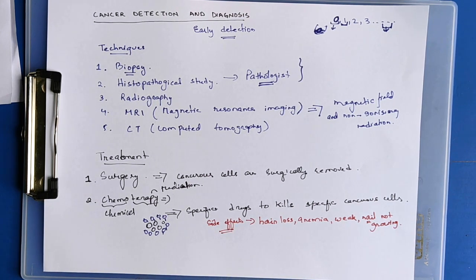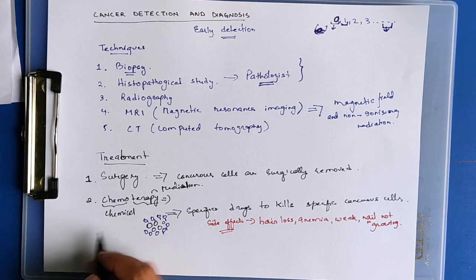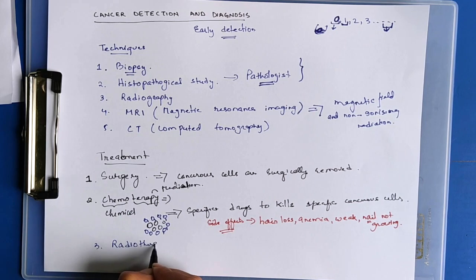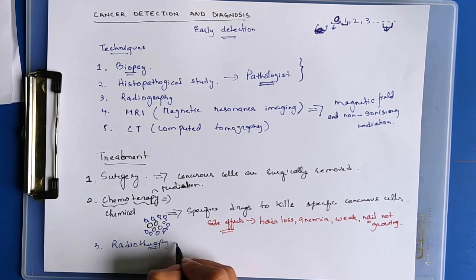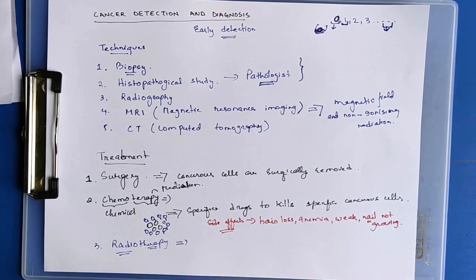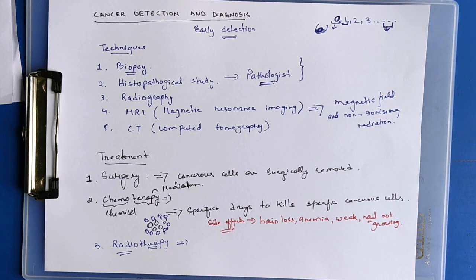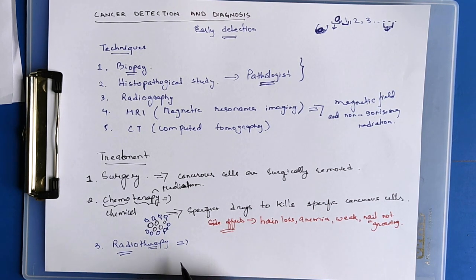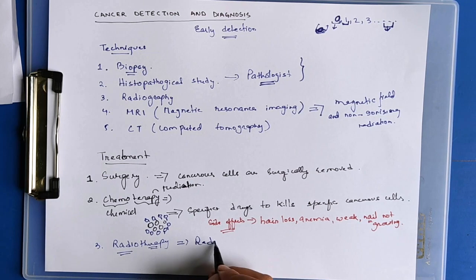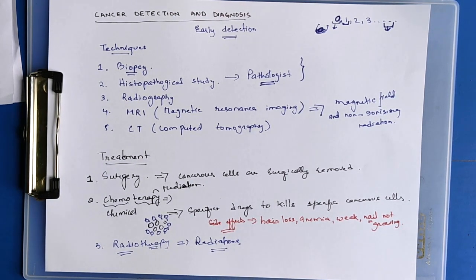The third is radiotherapy. Radiotherapy is medication using some kinds of radiations. The cancerous cells are irradiated lethally. Radiations are used to kill the cancerous cells.